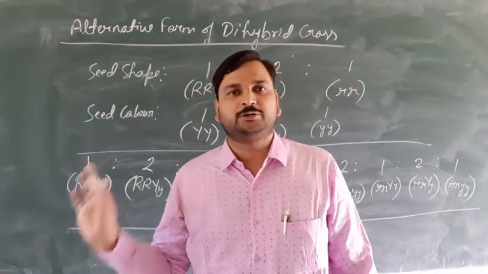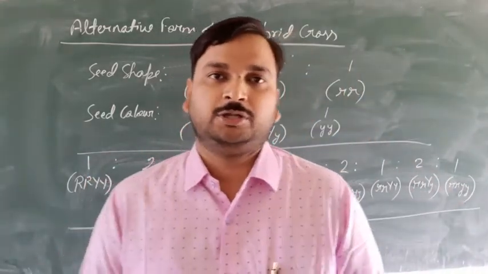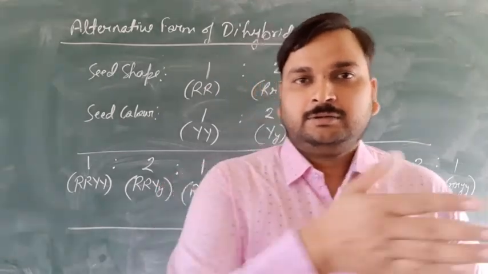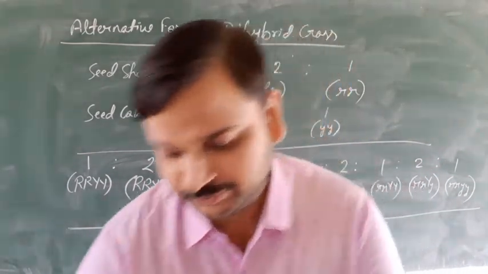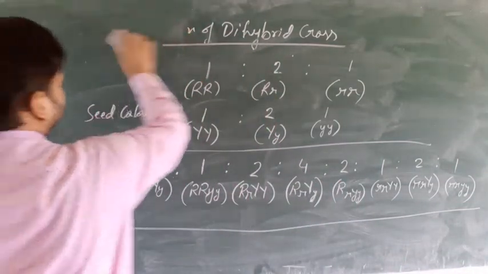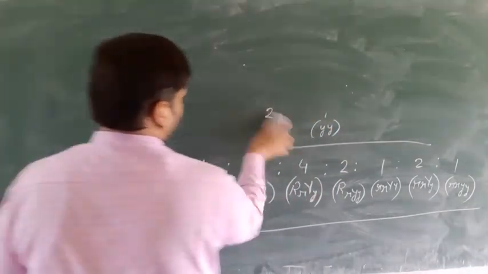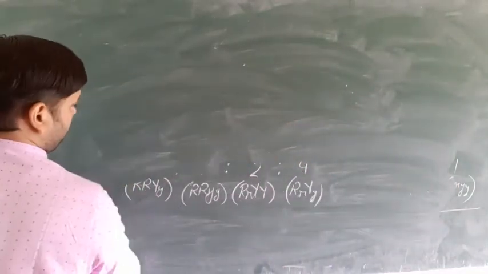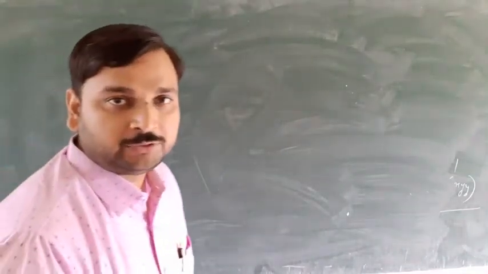This dihybrid cross is nothing but the combination of two monohybrid crosses. Now our dihybrid cross is complete. So in the genetics part, we have now completed the dihybrid cross. Now one question also we may do from the dihybrid cross. So one question I will give you.